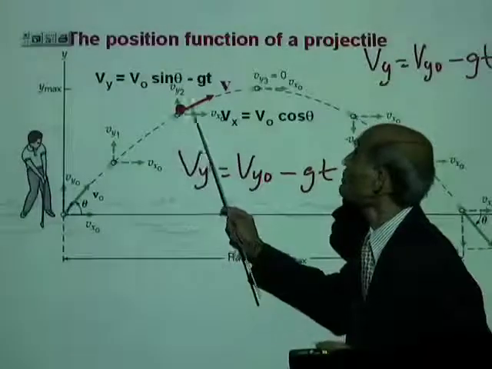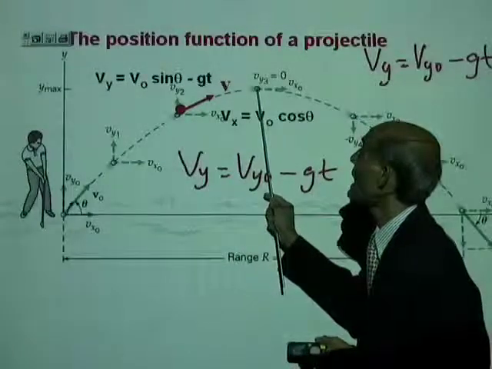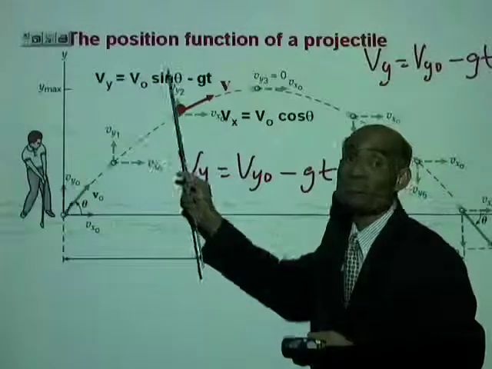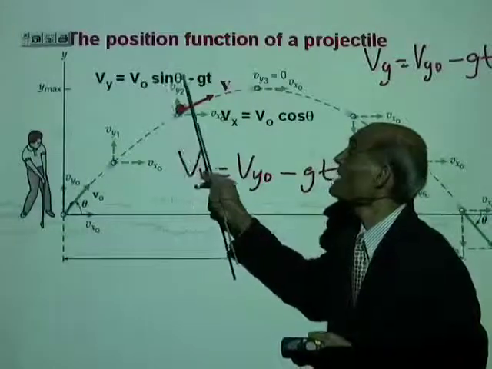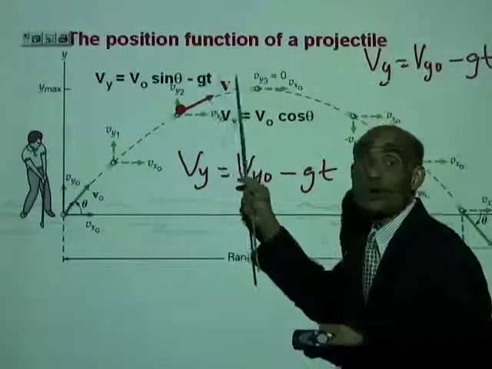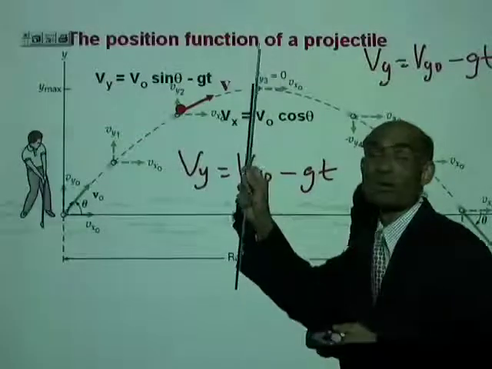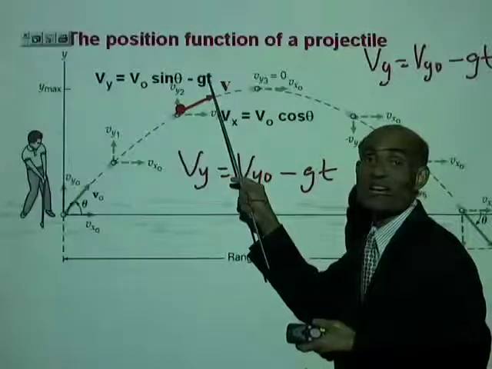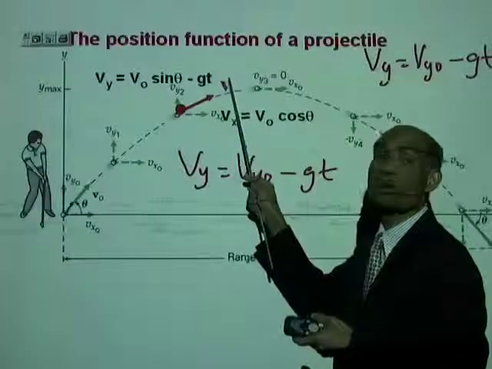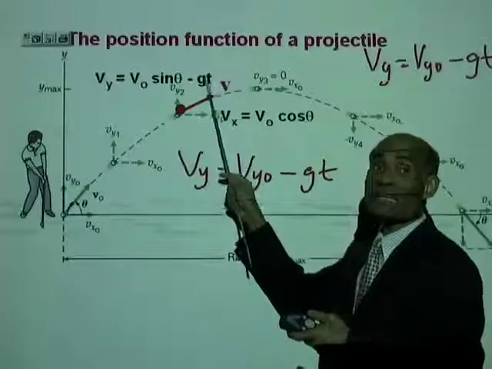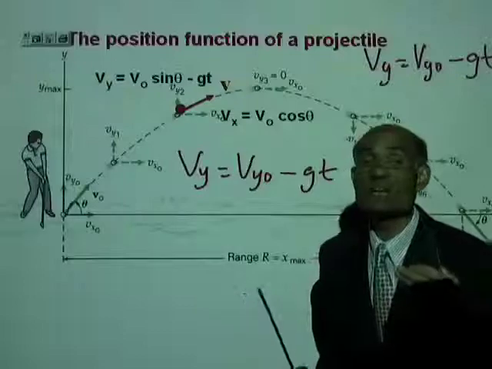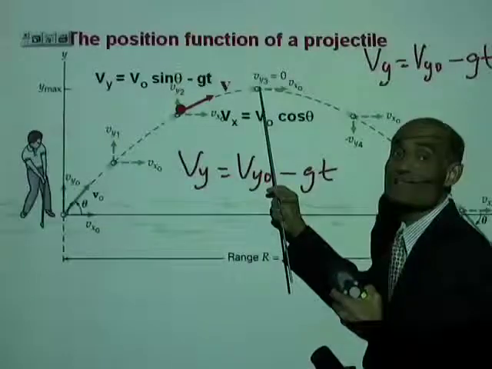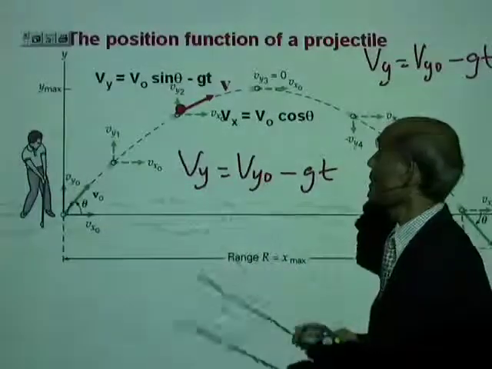Now, tell me, as this object reaches the maximum height, what is the value of Vy? That will be 0. In other words, V0 sine theta minus gt will be 0. Now, if you notice, if you set this V0 sine theta minus gt equal to 0 and solve for that t, what will that t be? It will be the time taken for the projectile to reach the maximum height. Yes. Okay, let's move on.